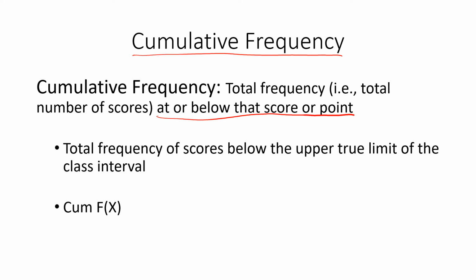So what's next is the cumulative frequency, and that is the total frequency of scores, just like we did before, at and below that point. And if you've got a class interval, if you've got a continuous variable, it's the frequency of scores below the upper true limit of the class interval you're interested in. And we write it as cumulative f of x.